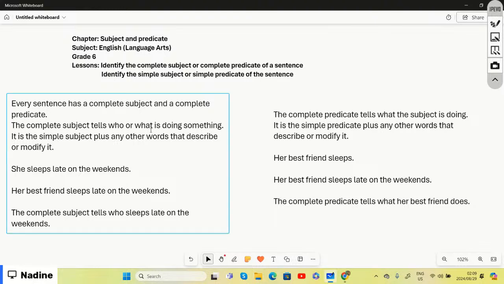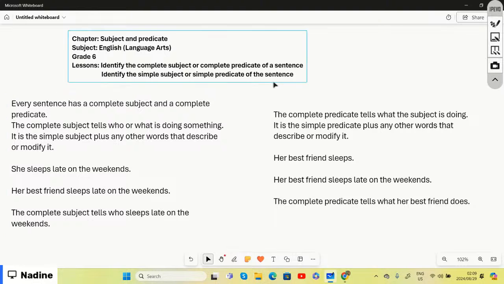So, when it comes to subject as well as predicate, we said every sentence has a complete subject and every sentence has a complete predicate. The complete subject tells us either who or what is doing something. And it is the simple subject plus any other word that describes or modifies it.